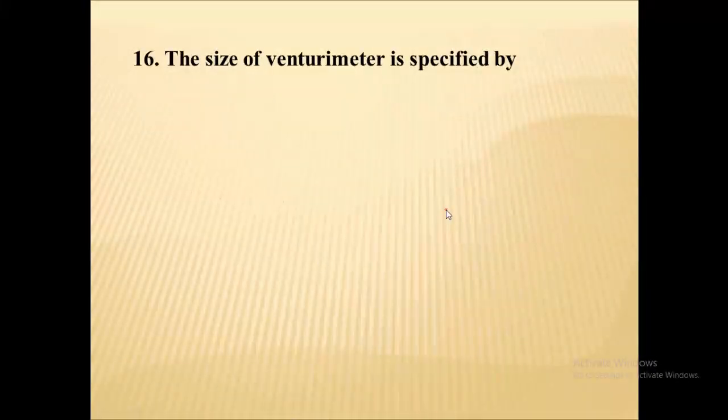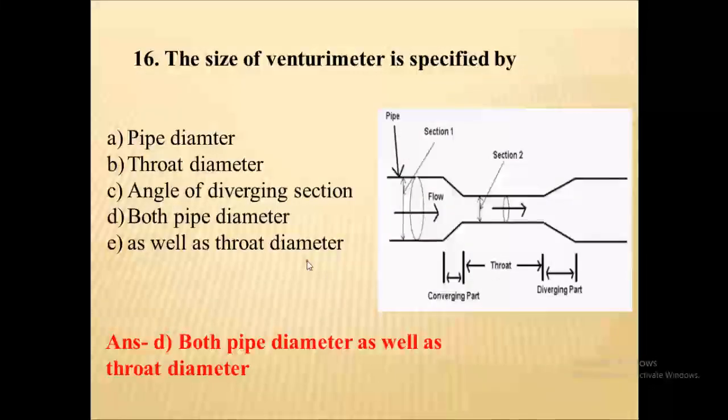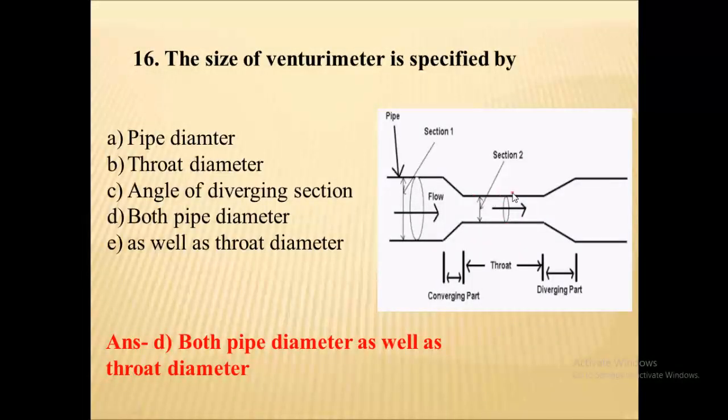The size of the venturimeter is specified by... So here the size of the venturimeter is specified by both that pipe diameter as well as throat diameter. So this one will be the pipe diameter, and this small portion will be the throat diameter.